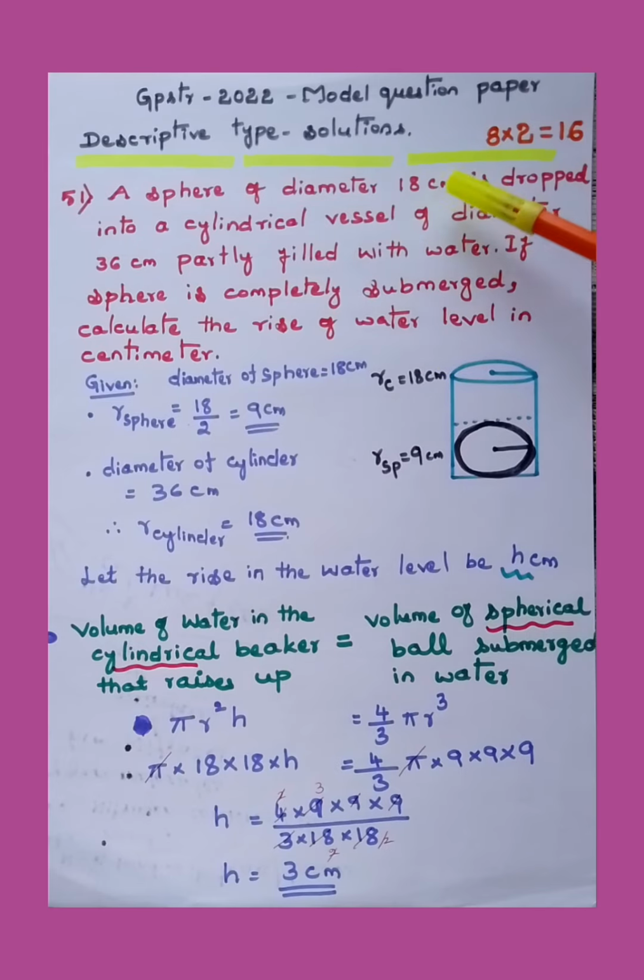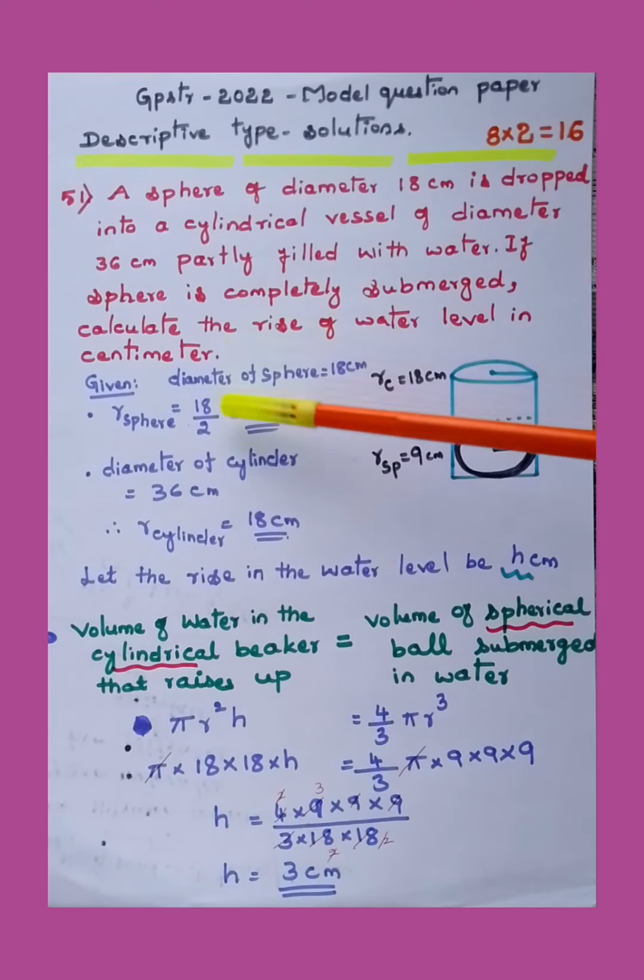A sphere of diameter 18 cm is dropped into a cylindrical vessel which is having diameter 36 cm. For this vessel, diameter is 36 cm. So what is the radius of the vessel? 18 cm. For this sphere, diameter is 18 cm. What is the radius? 9 cm.